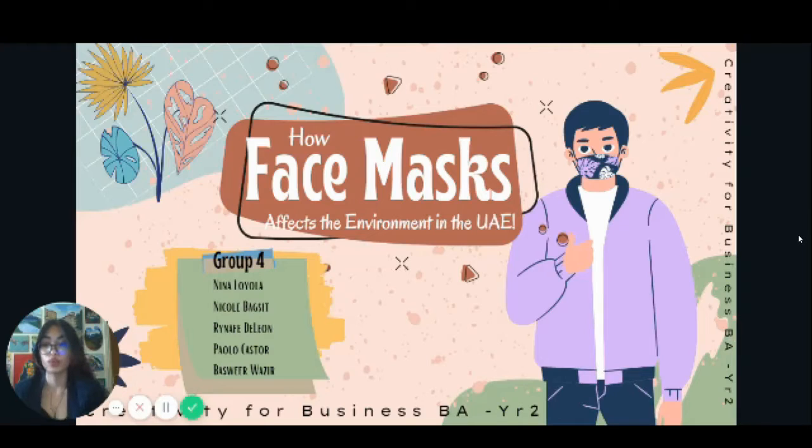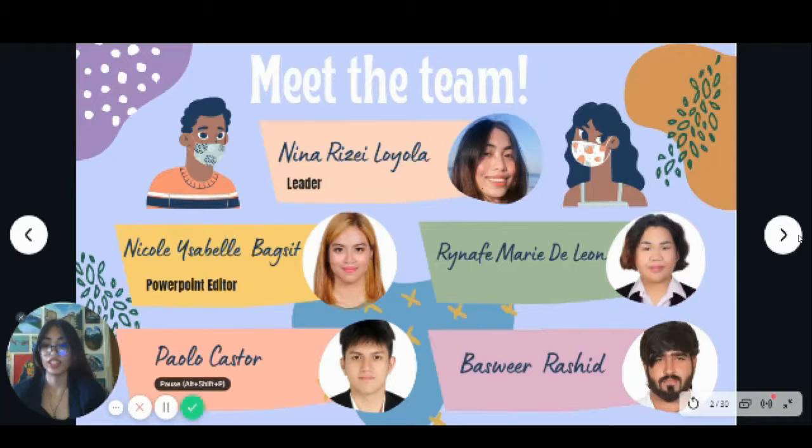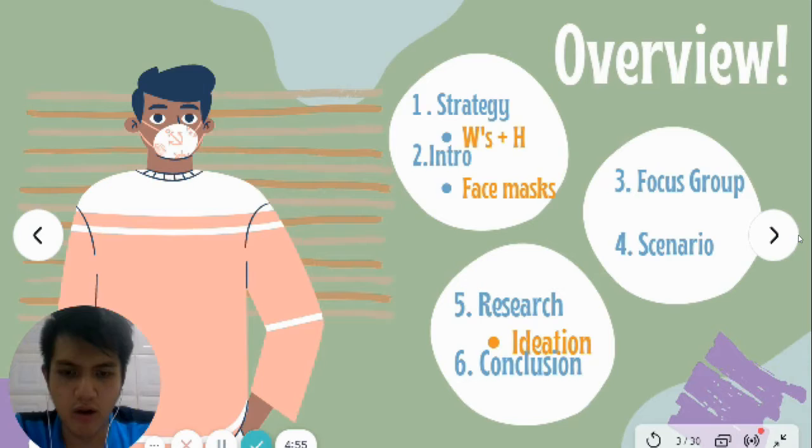About how disposable face masks affect the environment in the UAE. My name is Nina Loyola and these are my group mates, Nicole Bagsi, Rina Fede Leon, Paulo Castor, and Baswir Rashid. Overview: Here are the points that our group will tackle today.